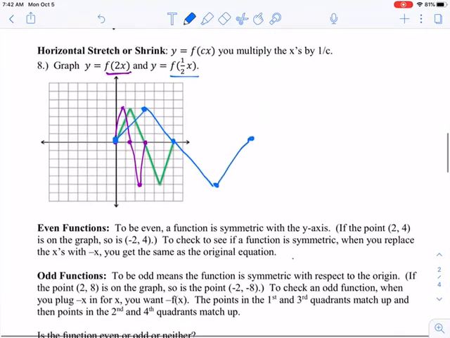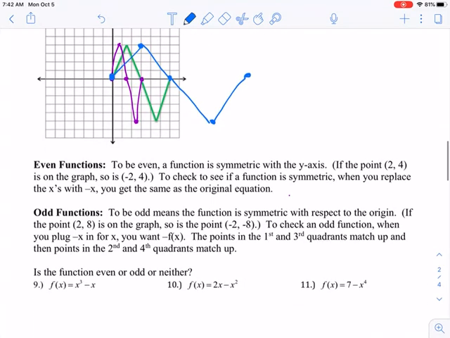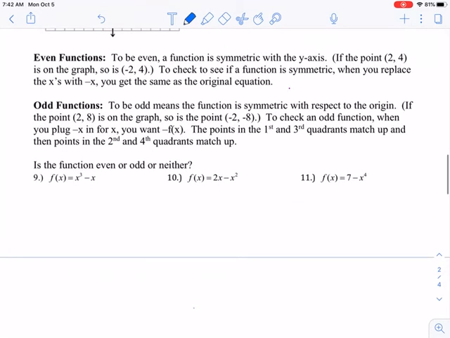Looking at even and odd functions. To be even is symmetric with the y-axis, which means that if the point 2, 4 is on the graph, so is the point negative 2, 4. To check to see if a function is symmetric, when you replace x with negative x, you get the same as the original equation. So let's check and see if, for example, number 10 here is an even function.